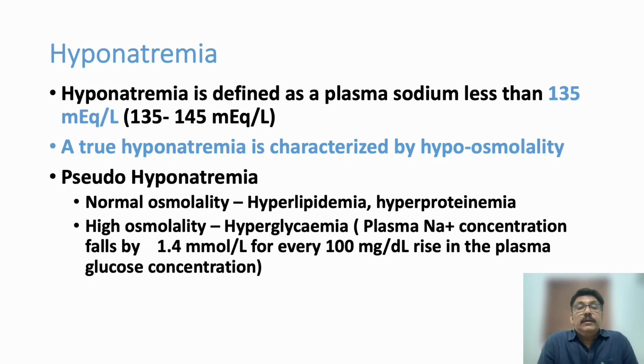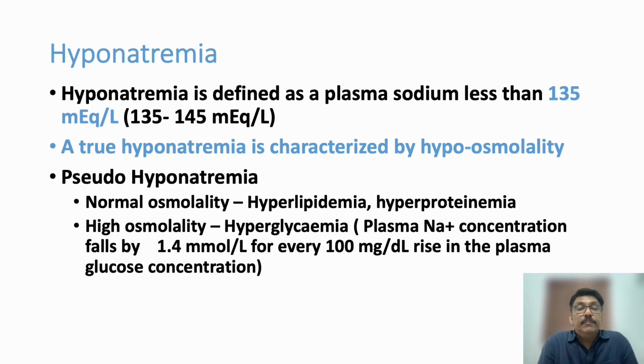Whenever there is hyponatremia, you can see the serum osmolality is low. Real hyponatremia will be hypoosmolar hyponatremia. If the osmolality is very high, then there is some other cause, or if the osmolality is normal, also some other cause for hyponatremia. That is not real hyponatremia. So pseudo hyponatremia means normal osmolality. It can be due to hyperlipidemia, hyperproteinemia.